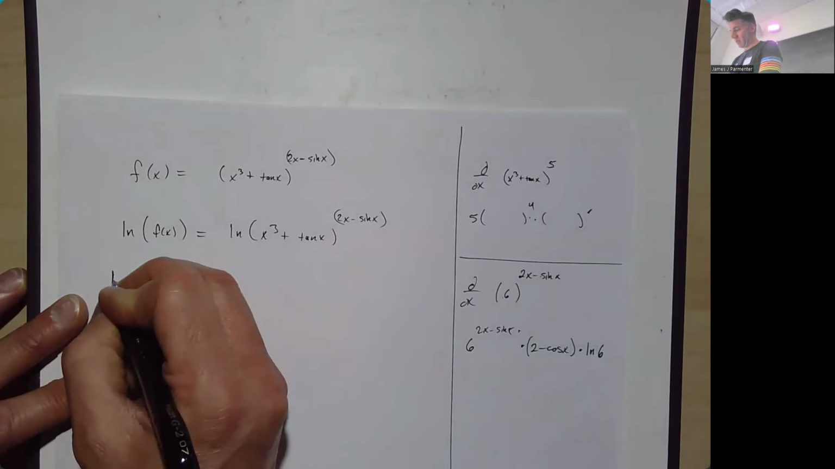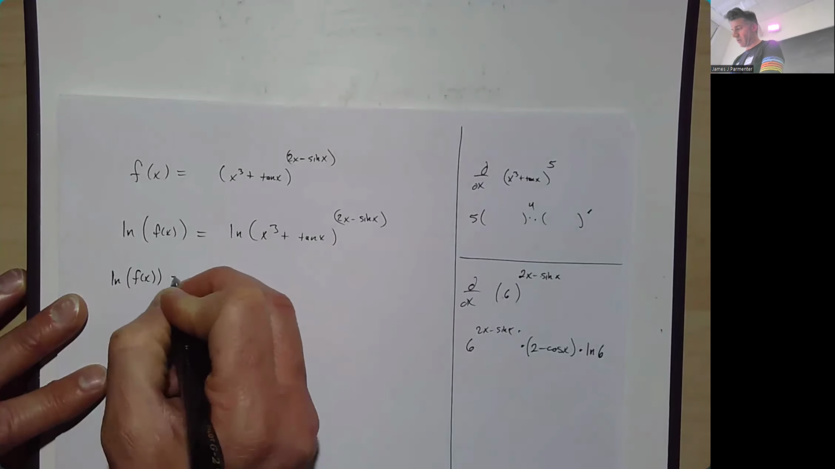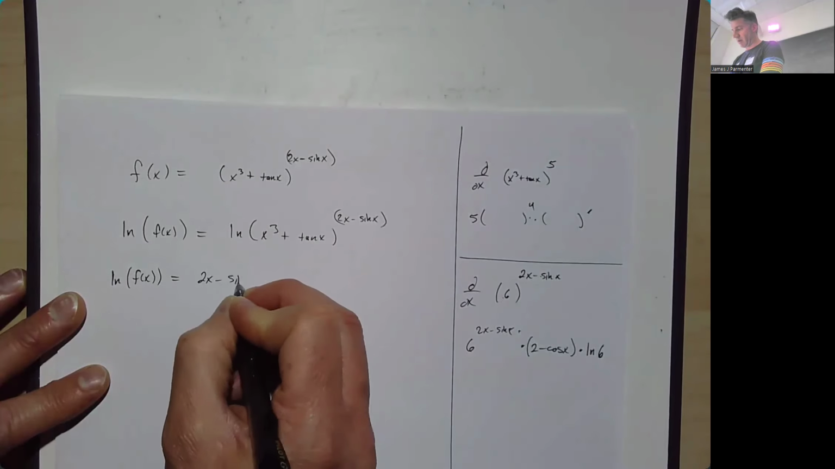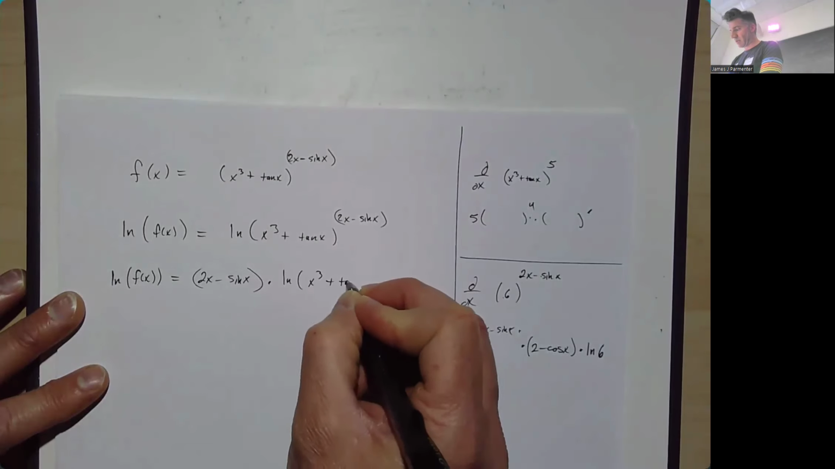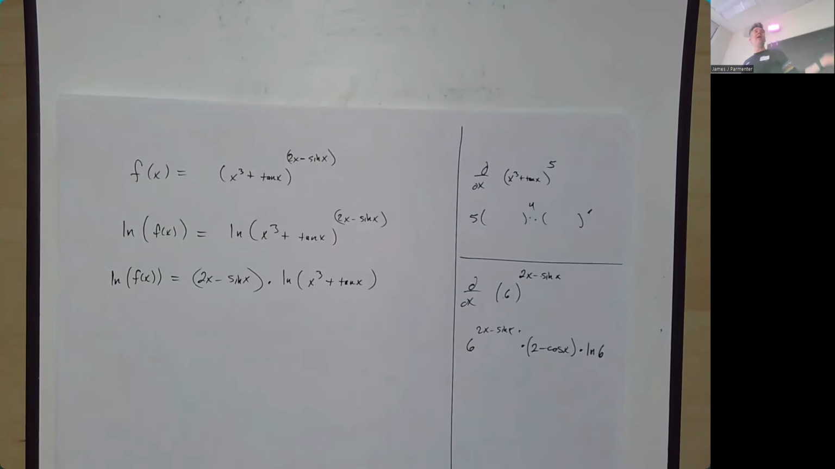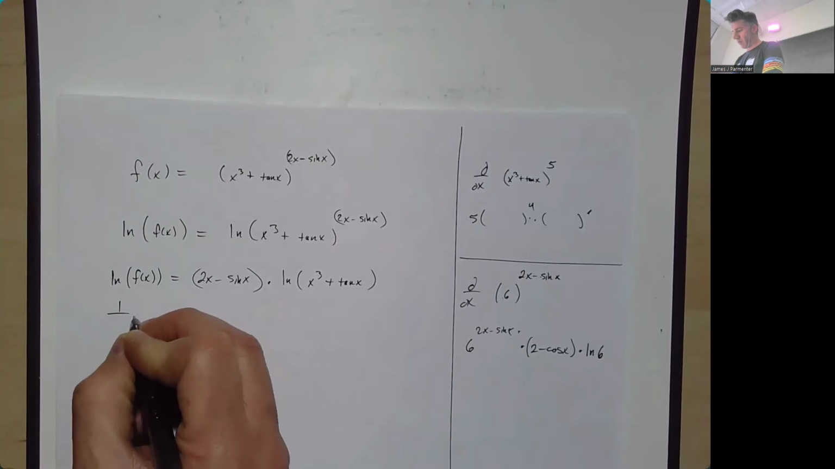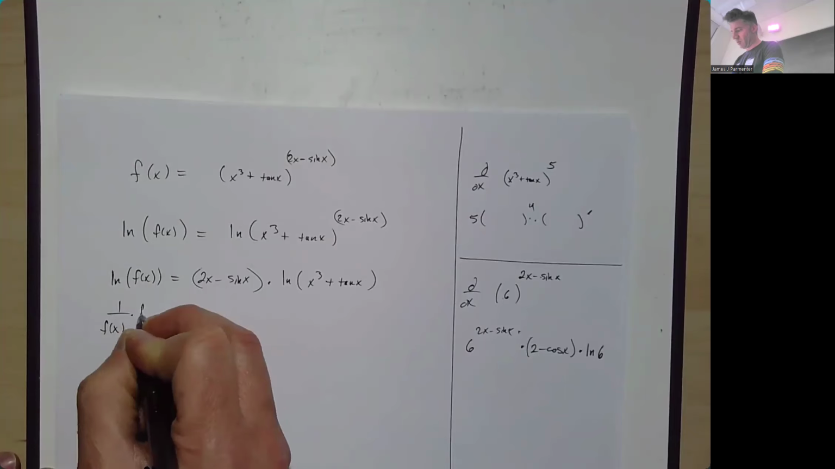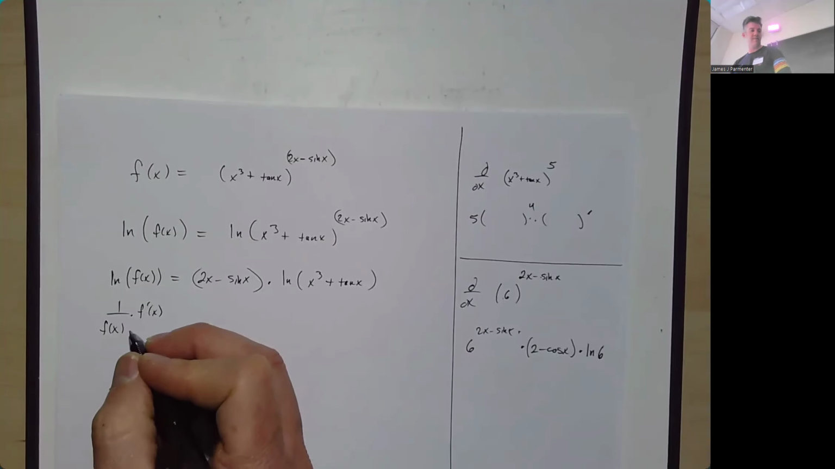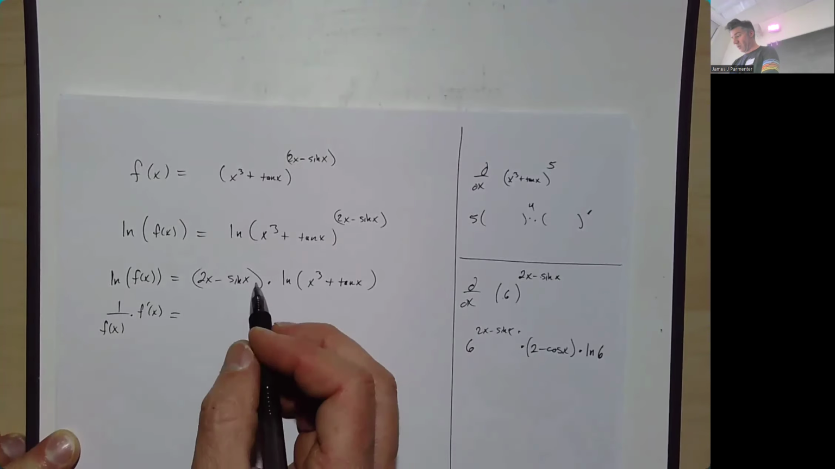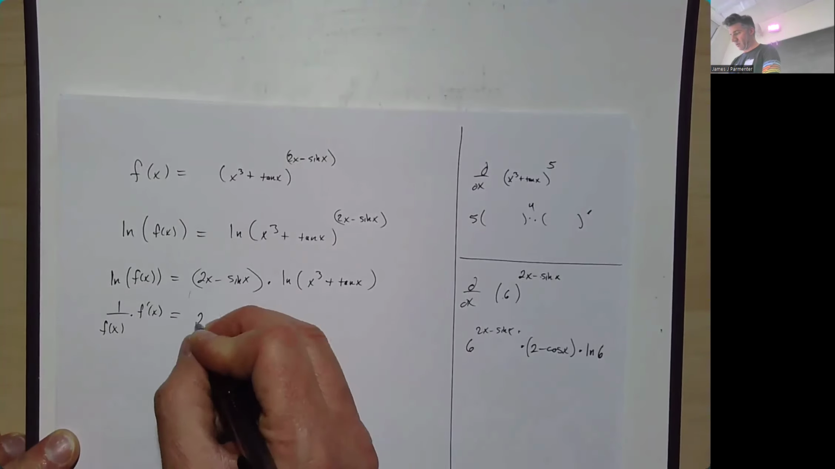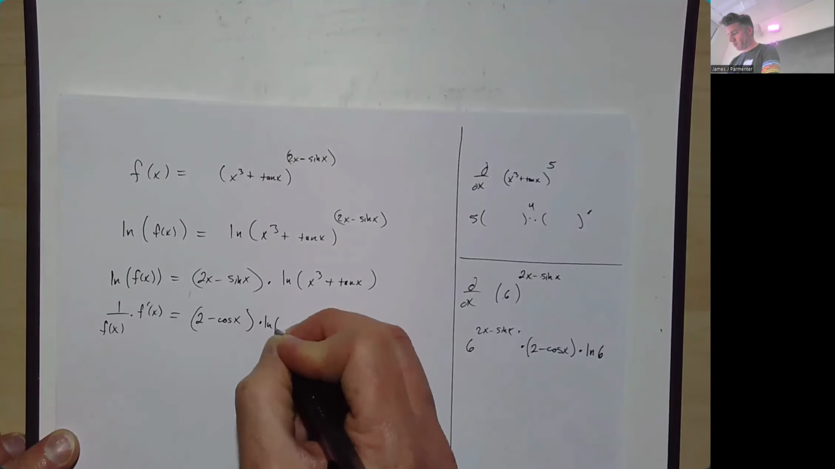So we can rewrite this as the natural log of f of x equal to 2x minus sine of x in parentheses times the natural log of x cubed plus tangent x. And then we can differentiate both sides. The left-hand side, we're going to get 1 over f of x times the derivative of f of x. On the right-hand side, we have to use the product rule, among others. So derivative of 2x minus sine x is 2 minus cosine of x times the other stuff left alone.